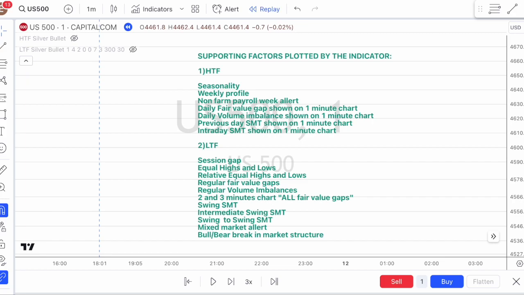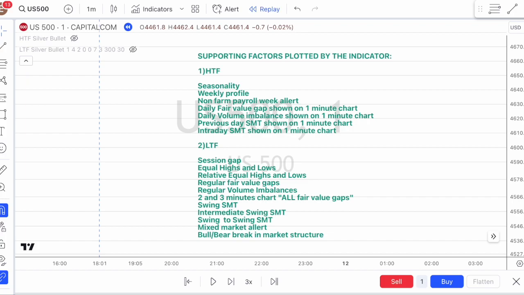From the daily time frame we have seasonality, weekly profile, non-farm payroll week alert, daily fair value gap shown on 1-minute chart, daily volume imbalance shown on 1-minute chart, previous day SMT shown on 1-minute chart, intraday SMT shown on 1-minute chart.